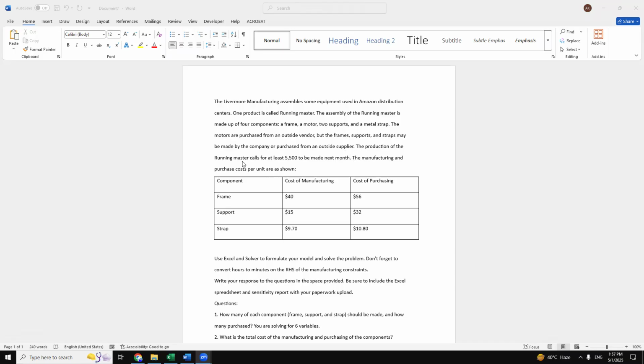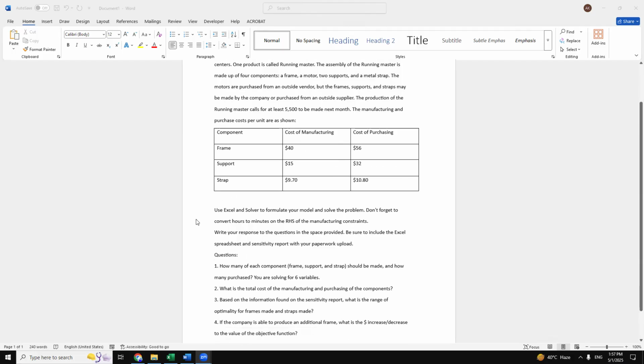So they have provided a table of information for components, cost of manufacturing, and the cost of purchasing. So these are the components where we have frame, support, and strap. Now they are asking us to use Excel and Solver to formulate the model and solve the problem. Don't forget to convert hours to minutes on the right hand side of the manufacturing constraints. So we need to convert the hours into minutes.